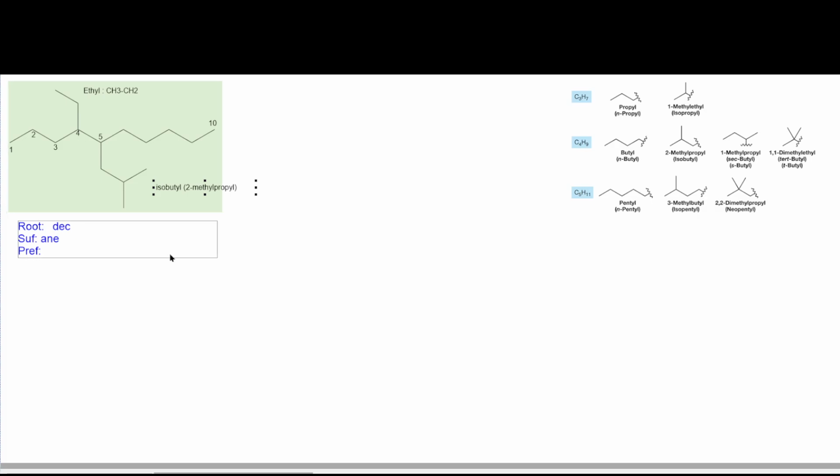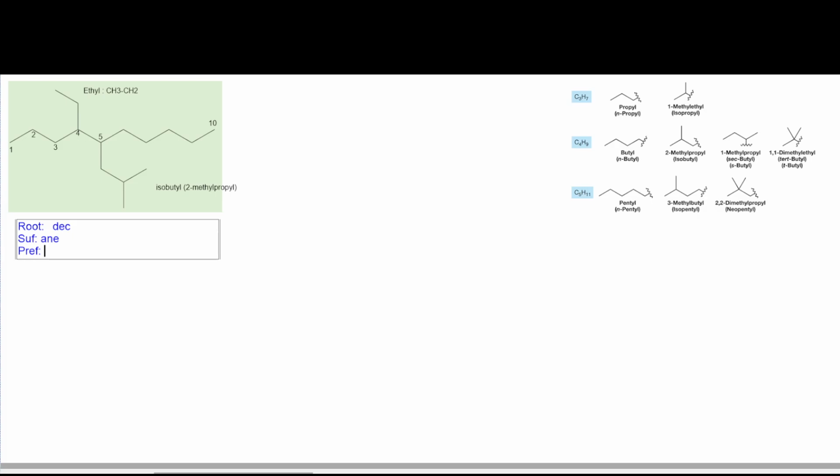Here particularly I'm using isobutyl. Isobutyl is attached at the fifth carbon and ethyl is attached at the fourth carbon. While writing the prefixes, you have to arrange the substituent names in alphabetical order. So it would be 4-ethyl and 5-isobutyl. Now, whether I should consider the I for the alphabetical ordering or not is our question.